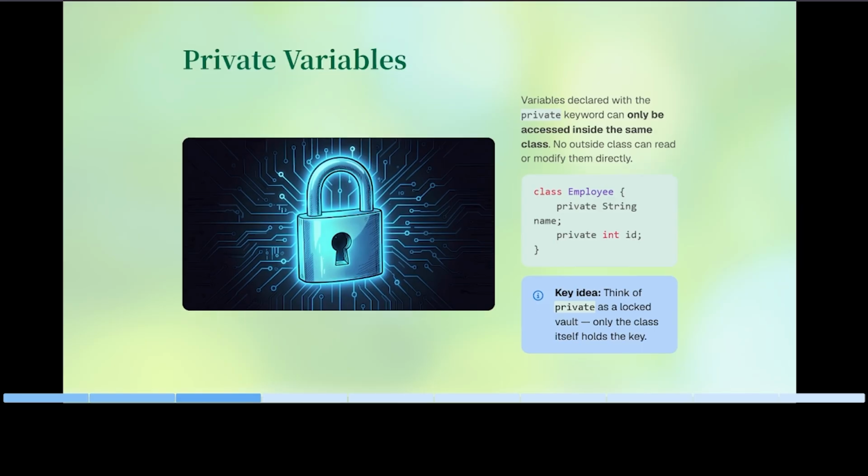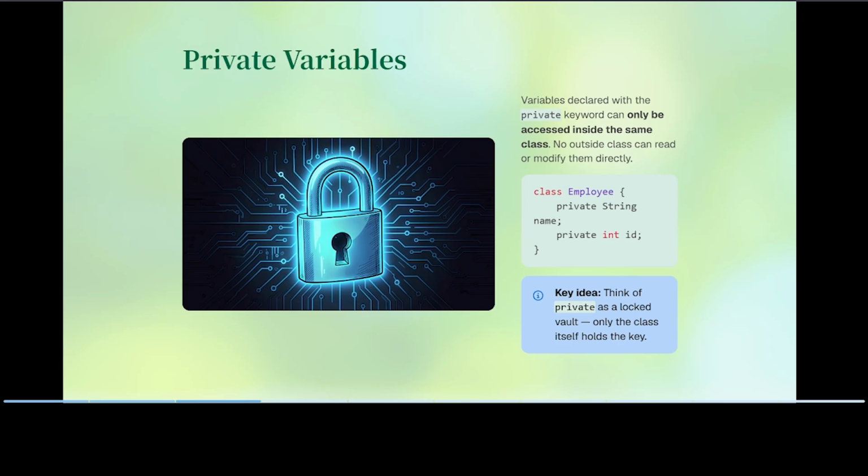Another important topic is private variables. What is a private variable? It is used to hide the data. Java provides this private variable feature. Variables declared as private can only be accessed in the same class. See the example on the screen. In the Employee class, I have two private variables: one is a String name, and another is an integer id. These two variables cannot be accessed by other classes. They are only accessed by the Employee class.